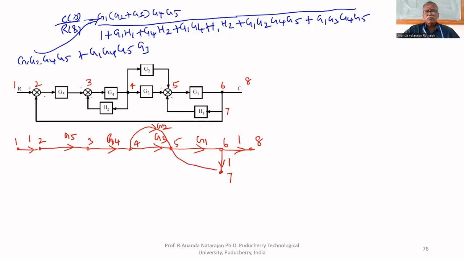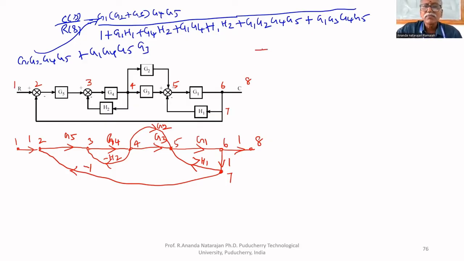7 to 5. One path is the feedback path, H1, minus H1, because negative feedback. 4 to 3. That is also minus H2. 7 to 2. One more feedback. That is minus 1. That's all. This is the given signal flow graph representation of given block diagram. Now we have to find the transfer function. What is the formula? Mason's gain formula.